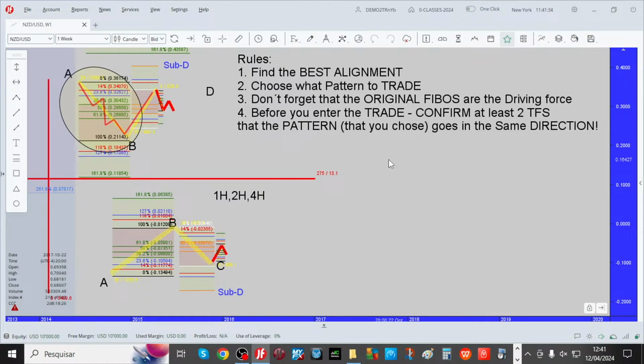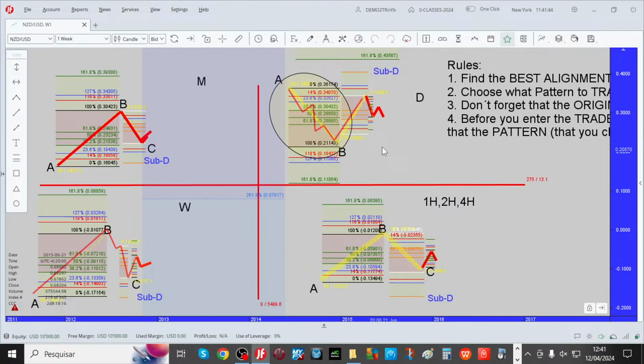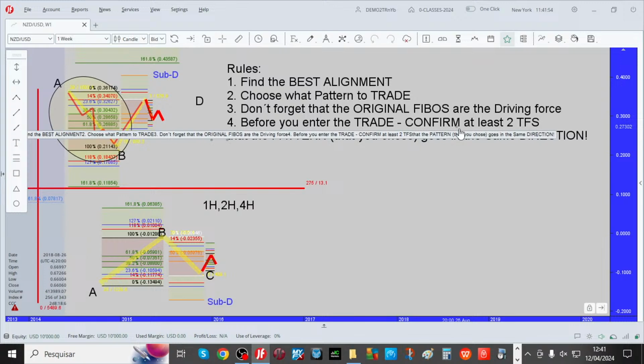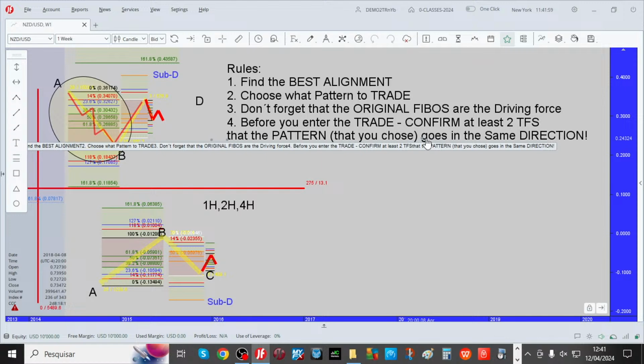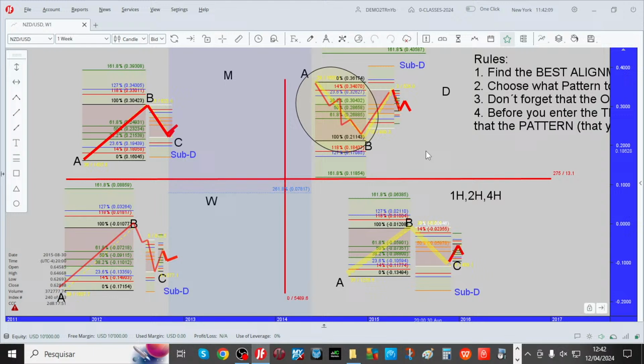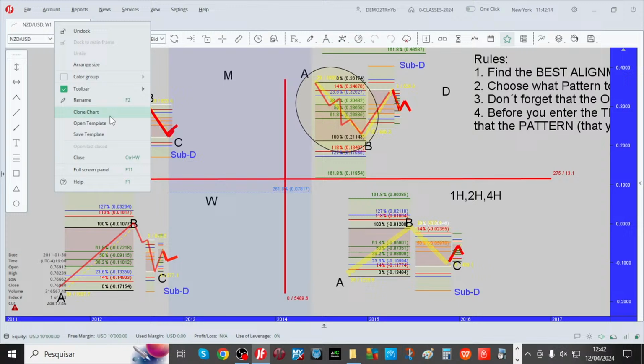And rules for trading the three Fibonacci's: find the best alignment, choose what pattern to trade, meaning which one of those Fibonacci's. Don't forget that the original Fibonacci's are the driving force. Before you enter the trade, confirm at least two time frames that the pattern you chose goes in the same direction. Those are the rules for trading the three Fibonacci's. You have a choice. You can trade the original one, you can trade the contrarian, you can trade the confirmation. Alright?